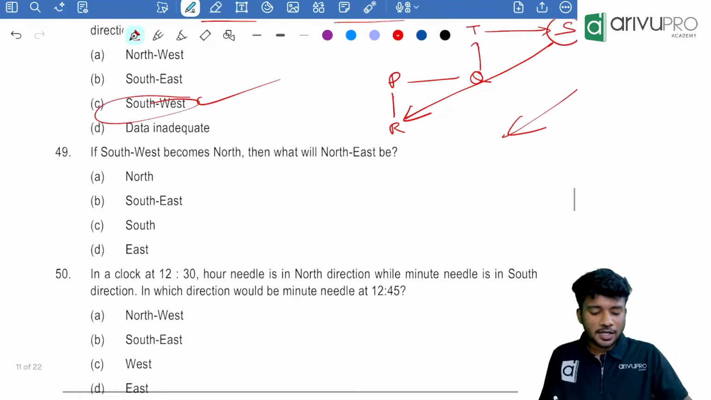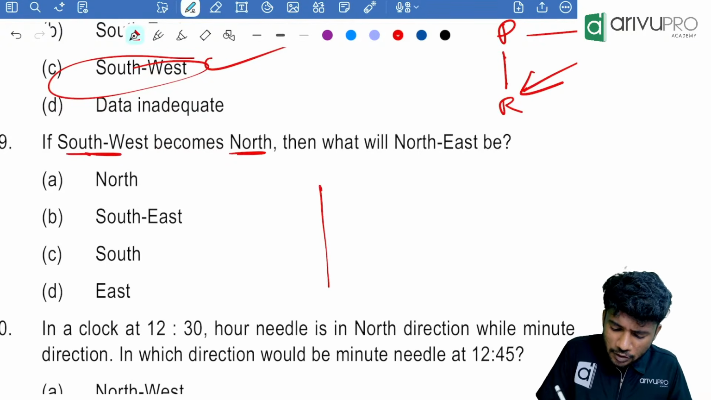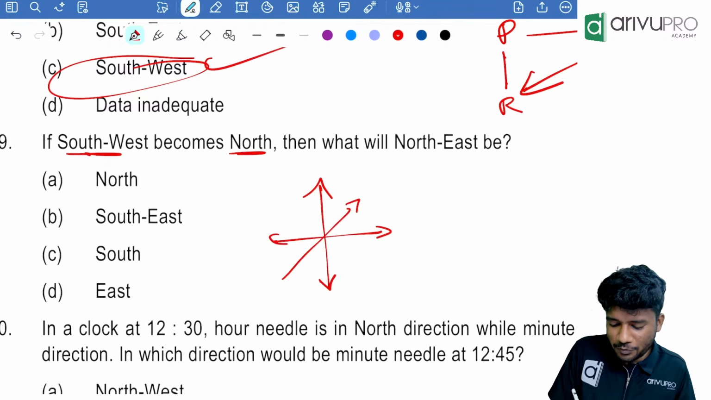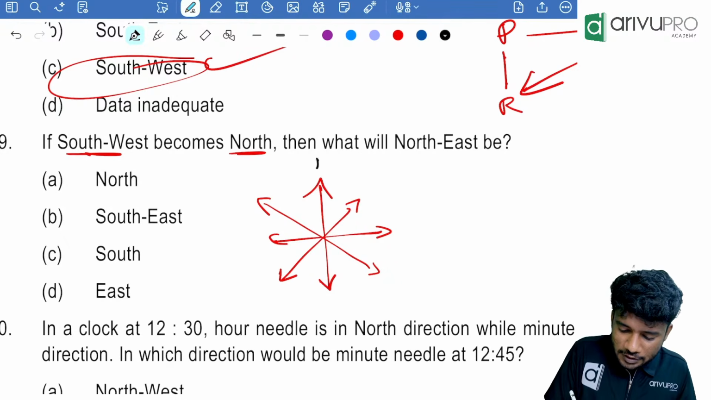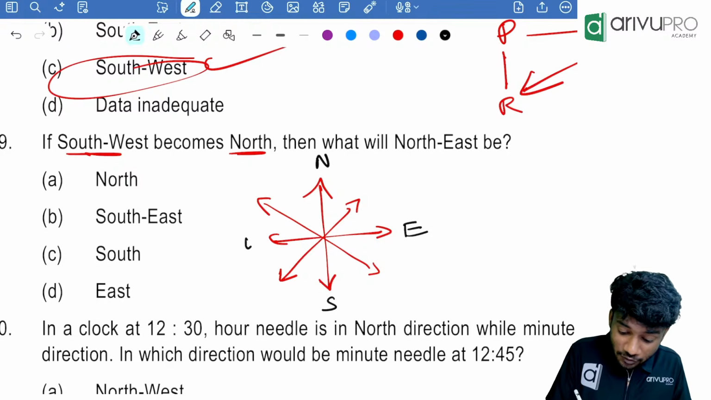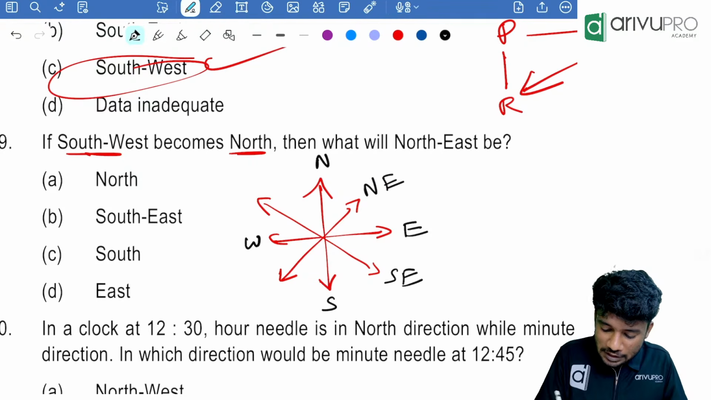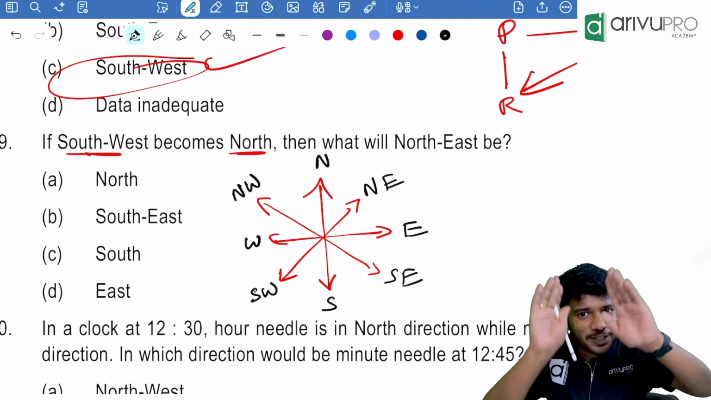Again southwest. Now people, look here. Southwest becomes north. I will normally draw our directions. It is the easiest pattern to solve these type of questions. Look here carefully and do it along with me. Okay, this is north, this is south, this is east. When west is over where? Here. Then this is northeast, this is southeast, then southwest, then finally northwest. All these directions are there, correct?